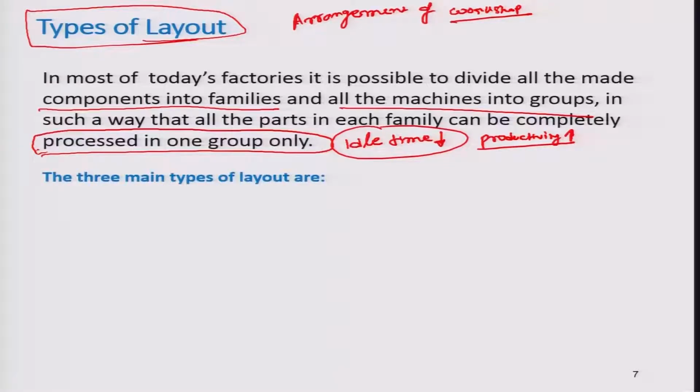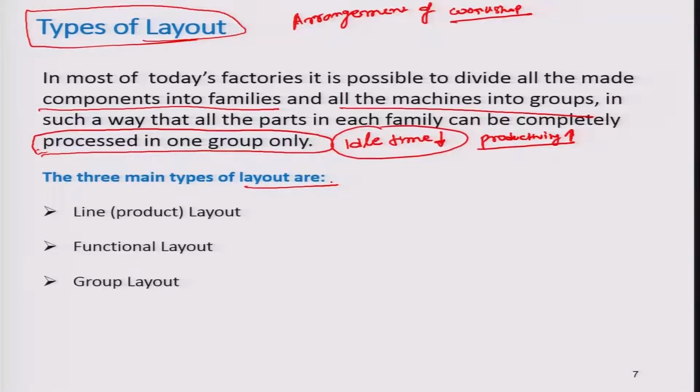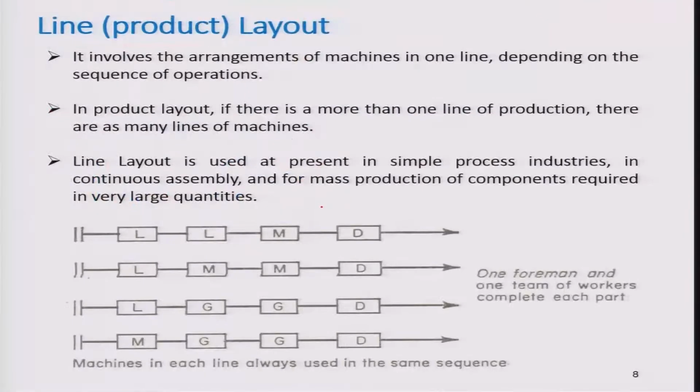Generally, there are three main types of existing layouts used in industry. The first one is line layout, also called product layout. The second one is functional layout, and the third one is group layout. So what is the line layout? As the name signifies, product layout involves the arrangement of machines in one line depending on the sequence of operations.